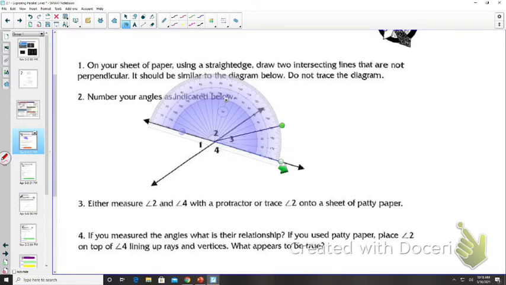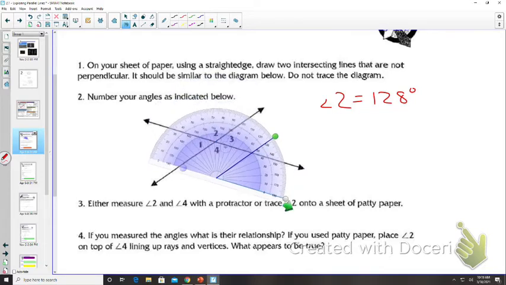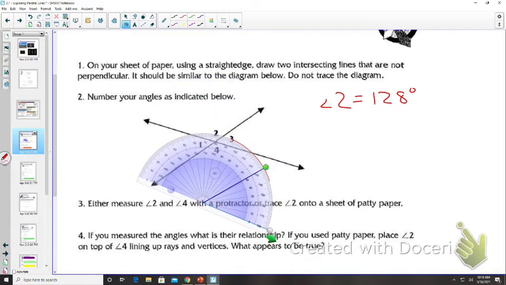There we go. So our angle coming from the opposite side, coming from here and going up here, it is like 125, 126, let's say 128. So angle 2 is 128 degrees. Now let's take this, and we're also going to measure angle 4.